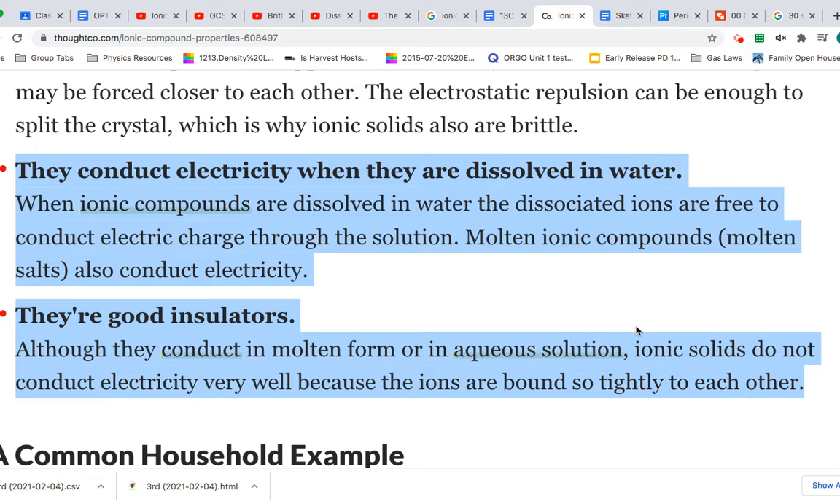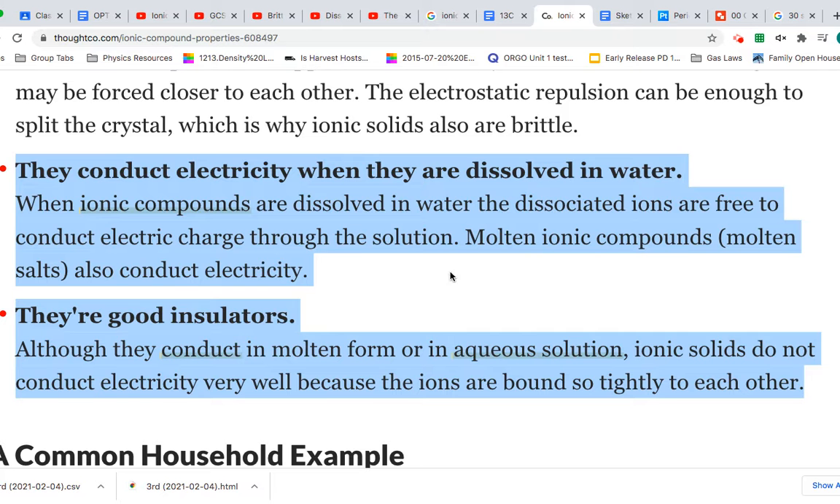The highlighted blue parts. They conduct electricity when they are dissolved in water. When ionic compounds are dissolved in water, the dissociated ions are free to conduct electric charge throughout the solution. Ionic compounds also conduct electricity in molten form or in aqueous solution. Ionic solids do not conduct electricity very well because the ions are bound so tightly to each other.